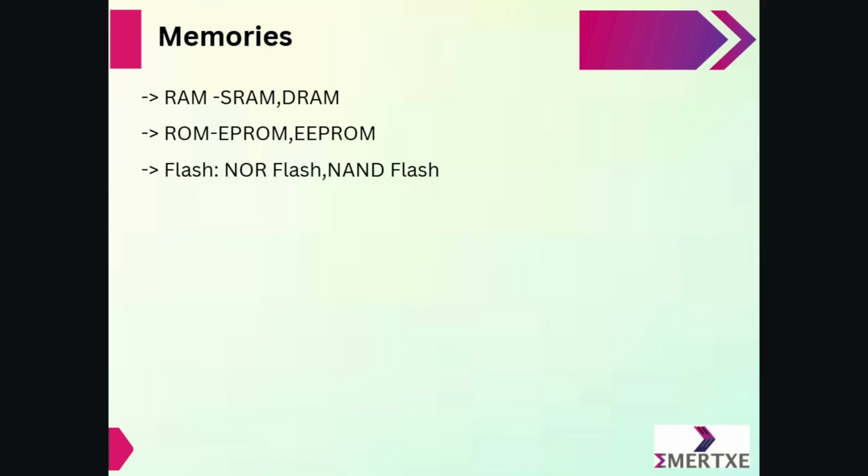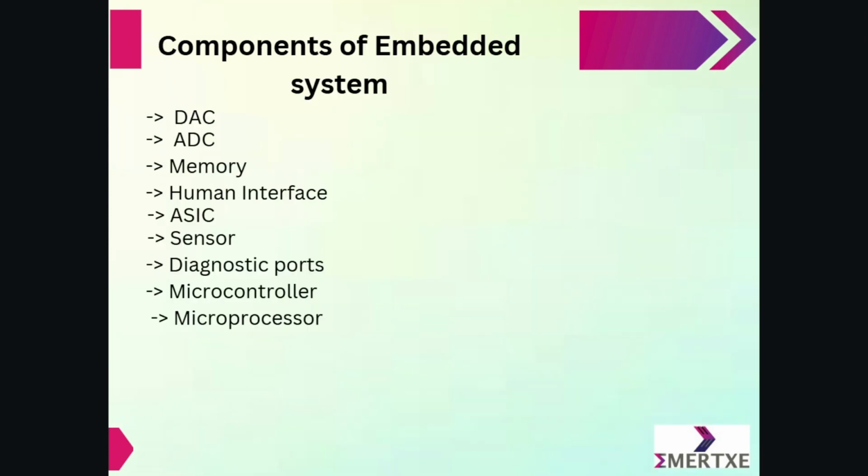Then we also learnt about the memories. There are different types of memories such as RAM, ROM and flash. Even in RAM we have SRAM and DRAM, which is static RAM and dynamic RAM. And in ROM we have EPROM and EEPROM, which is erasable programmable ROM and electrically erasable programmable ROM. And in flash memory we have NOR flash and NAND flash. We have learnt about them in this internship.